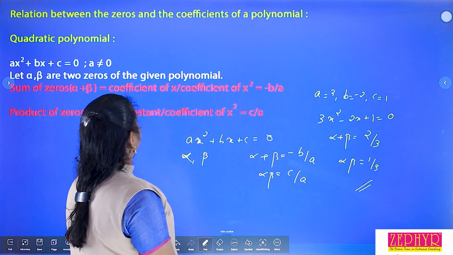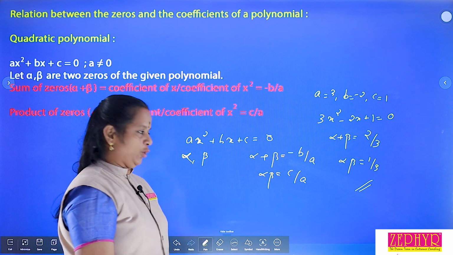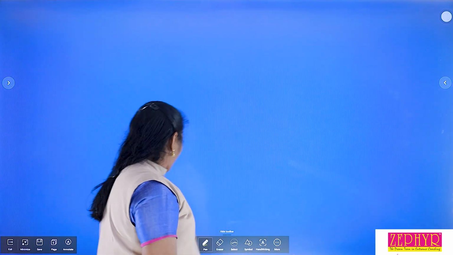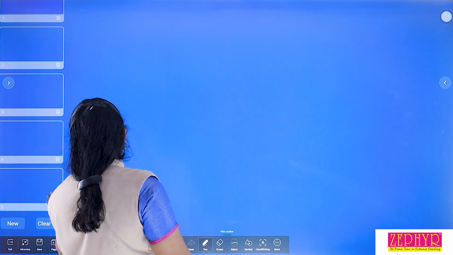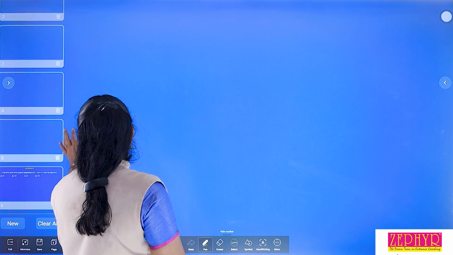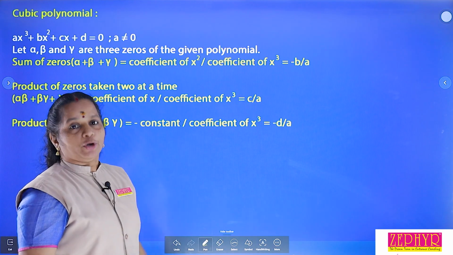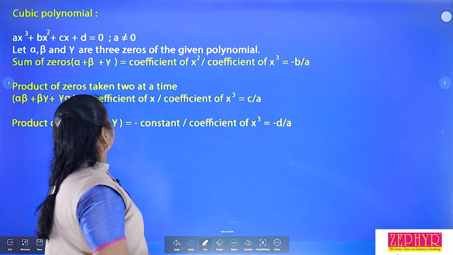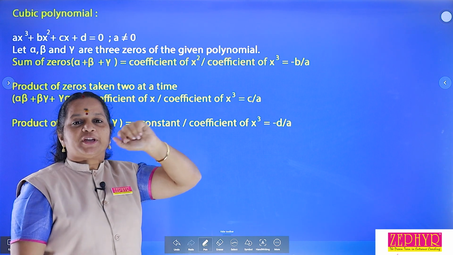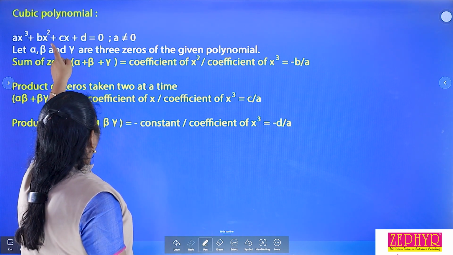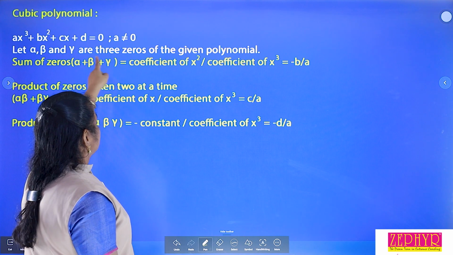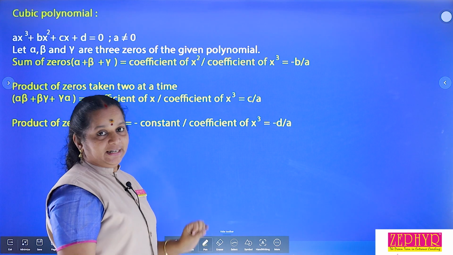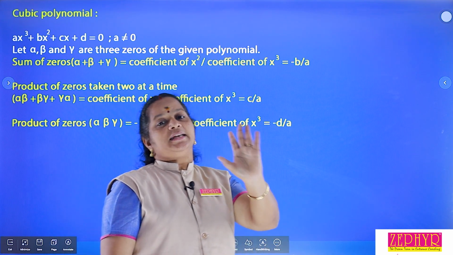So this is the relationship between the zeros and the coefficients of the polynomial in the case of a quadratic polynomial. Now consider a cubic polynomial. A polynomial is said to be a cubic polynomial if its degree is equal to 3. The standard equation of a cubic polynomial is ax cube plus bx square plus cx plus d is equal to 0. Then there are three roots or three zeros, denoted as alpha, beta and gamma.